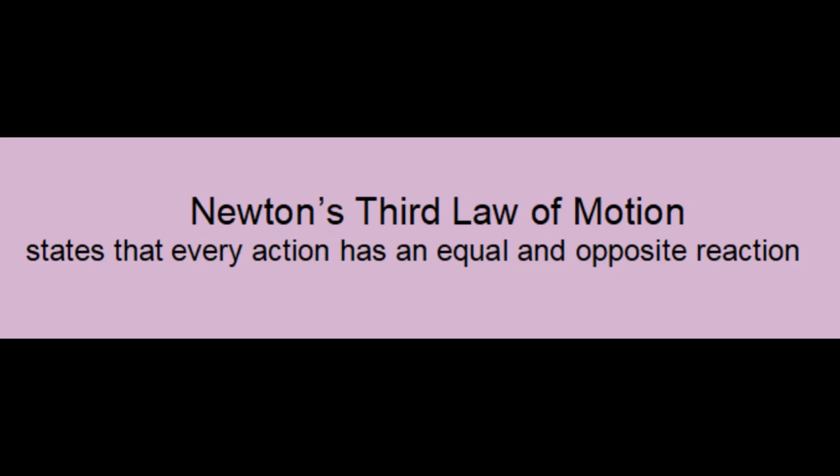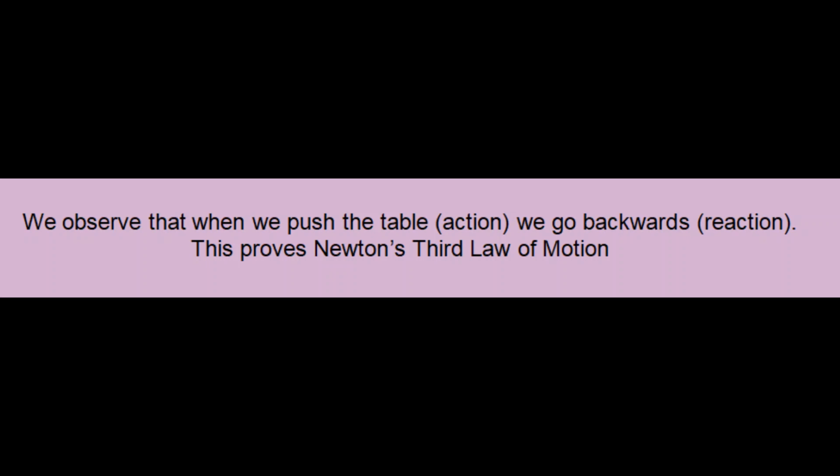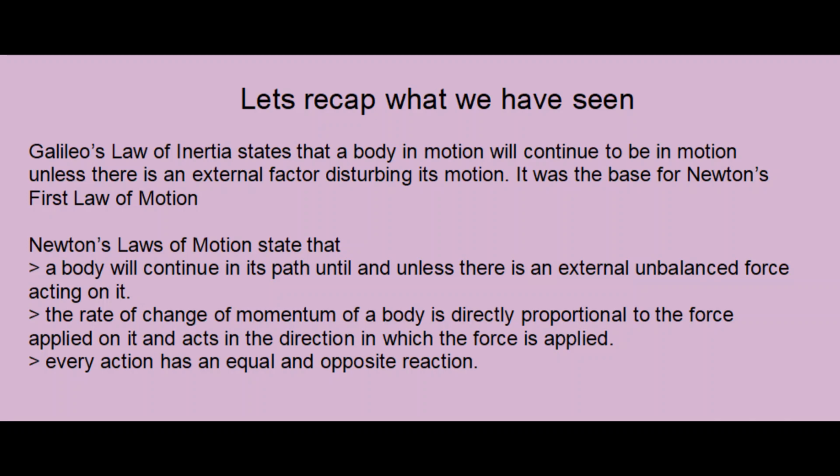Newton's third law of motion. Newton's third law of motion states that every action has an equal and opposite reaction. Let us see an experiment to understand it better. Take an office chair and go in front of a wall. Now with your legs push against the wall while sitting on the chair. What do you observe? We observe that when we push the wall, that is the action, we go backwards, that is the reaction. This proves Newton's third law of motion.